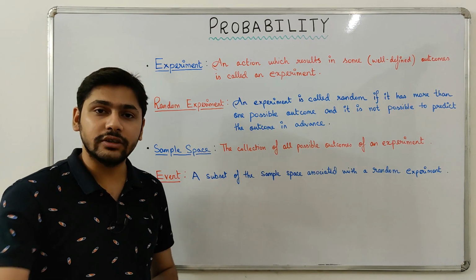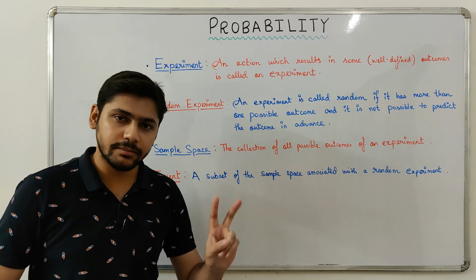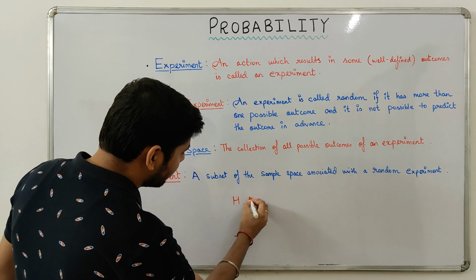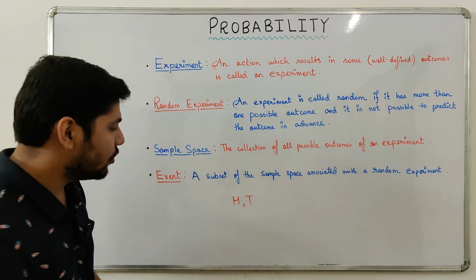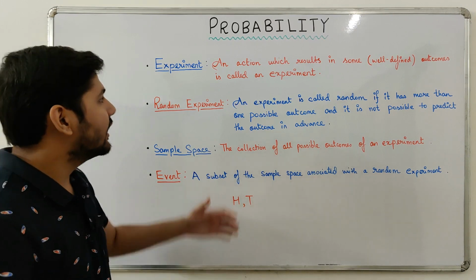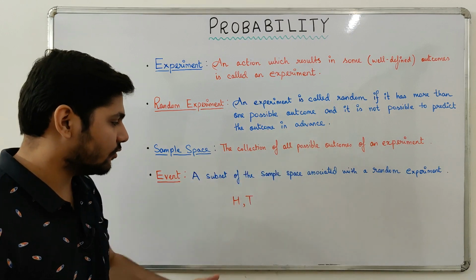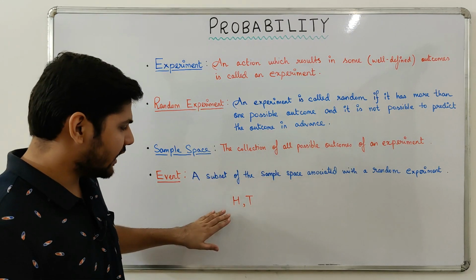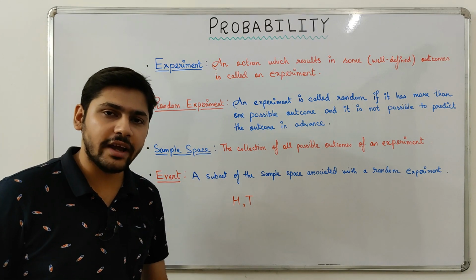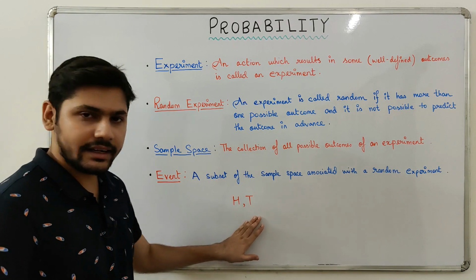Say you are tossing a coin. Now when you toss a coin, there are two possible outcomes. You can either get a head or a tail. So tossing of a coin is an experiment. How? It is an action and it results in some well-defined outcomes. So what are the well-defined outcomes? You can either get a head or a tail. So tossing of a coin is an experiment with two possible outcomes, heads and tails.